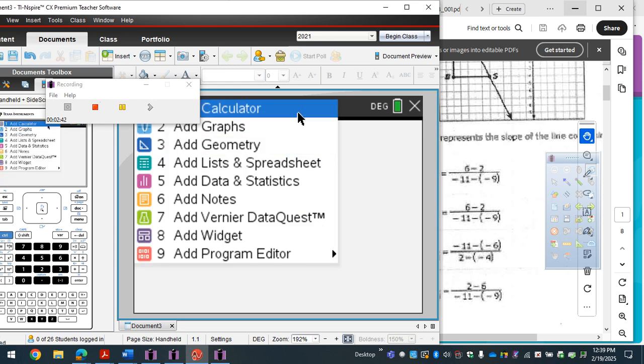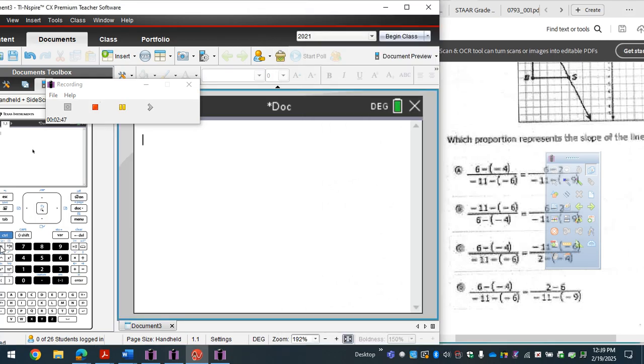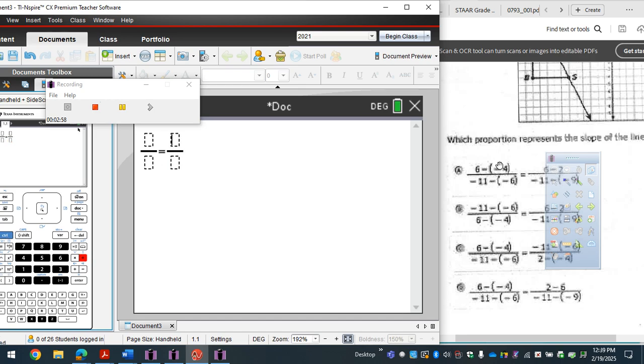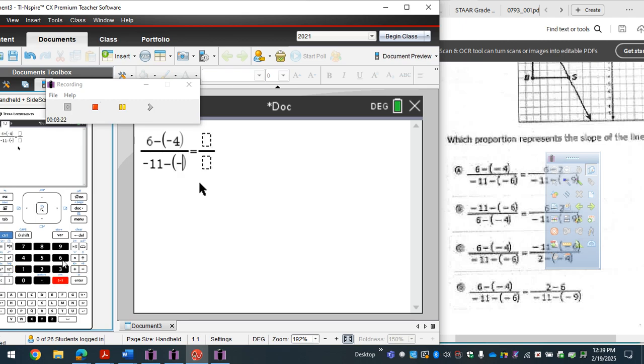And with this new document, I'm going to go to regular calculator, and I'm going to type this whole thing in here. So the way I would approach this one is control division to give you the equal sign. Put the equal sign in the middle. Control division here. And then all this stuff here, put it on top. So it's going to be 6 minus a -4, minus a -4. On the bottom, we're going to put -11 minus -6.